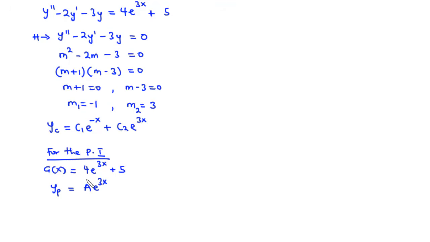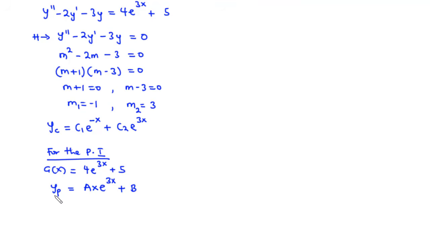Now from g of x, you realize that we have e^(3x), and then we still have e^(3x) in the complementary function. So long as we have e^(3x) in g of x and also in the complementary function, it means that we cannot use yp = a e^(3x), but instead we are going to introduce x, so a times x times e^(3x), and then because we have a constant here, we have plus b. So this happens to be the particular integral.